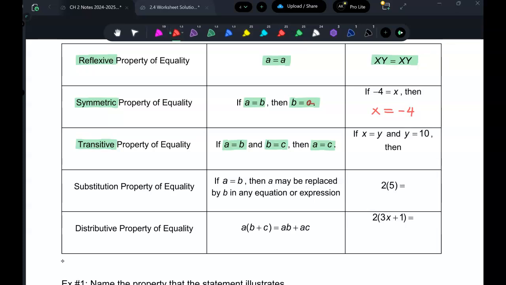So if I told you x equals y and y equals 10, what can my conclusion be based on that transitive property? What can I say? X equals 10. Yeah, so that's how the transitive property would work. I kind of think of it like a train.